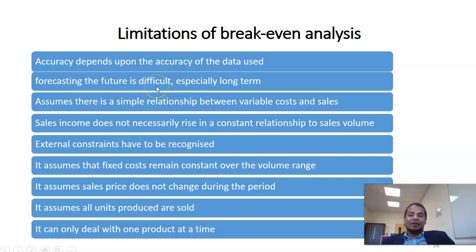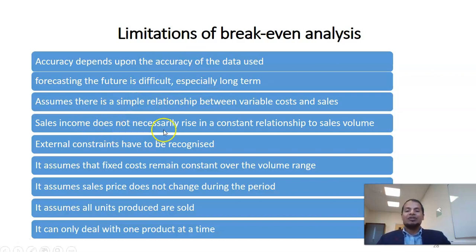Forecasting the future is difficult, especially in the long term. As we mentioned previously, cost volume profit analysis is mostly applied for short-term decision making. So we can't use cost volume profit analysis for long-term decisions. It's actually difficult to do. It assumes a simple relationship between variable cost and sales, as we mentioned before. So it's a limitation that the relationship between revenue and cost is linear, not concave or convex. Okay, so it's a simple equation.